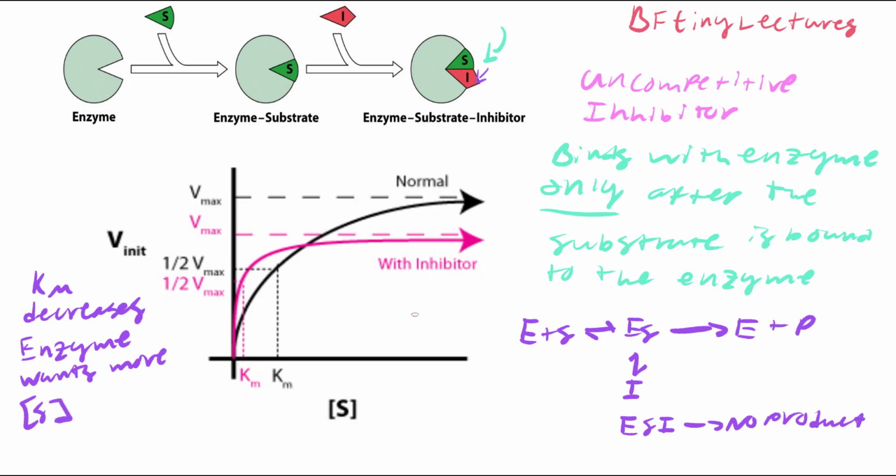Okay? Wants more substrate. Now what about the maximum velocity? Well, understandably, the maximum velocity goes down. Why is that? Well, again, think about the track runner. Let's say he's trying to run a marathon. So halfway through the marathon, he's doing very well.